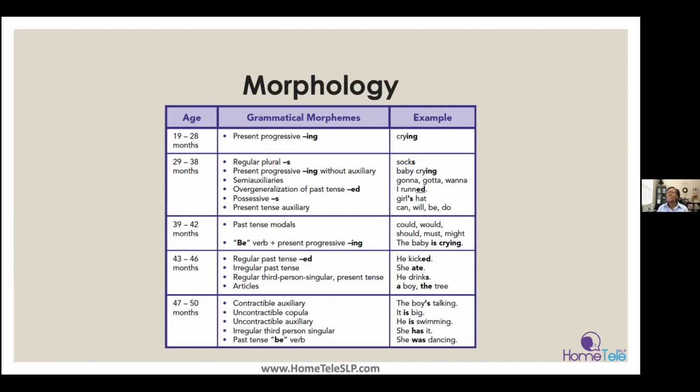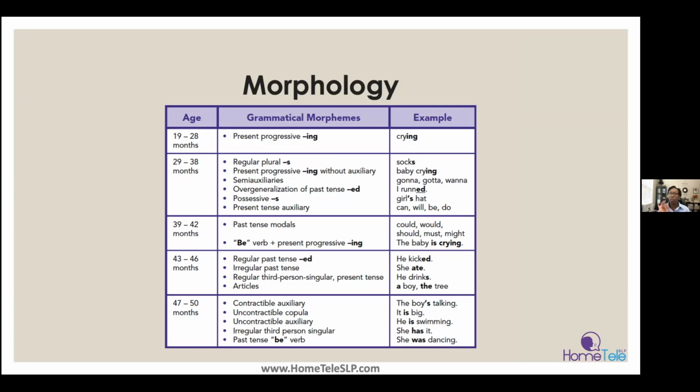So instead of the word sock, they can identify that there's more than one. And so if they see 2, 3, 4 or more, they're adding an S to indicate that there's more than one. So they're using plural S. And then you'll see possessive S starting to be used, for example, girl's hat. At 39 to 42 months, you're seeing use of the be verb and present progressive ing. So the example here is the baby is crying.